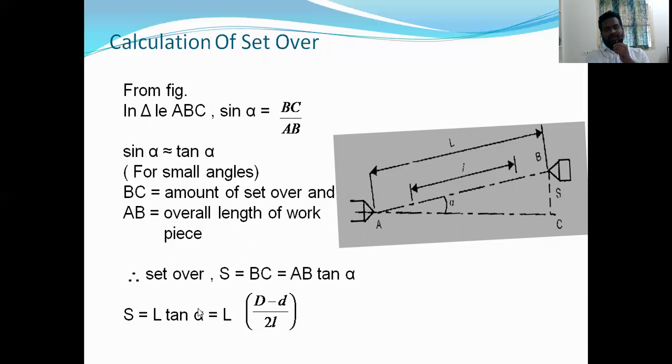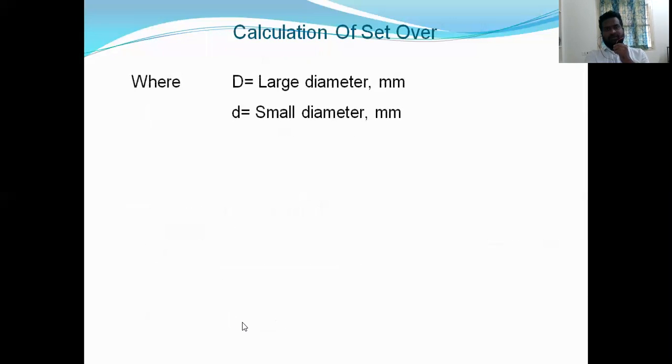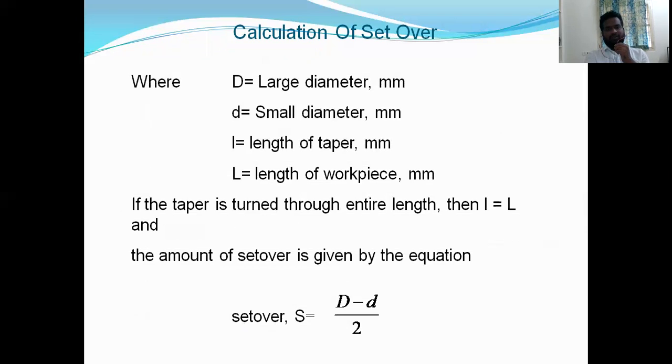So L will be cancelled. So S is equal to (D minus d) by 2. That is the tailstock set over. This is for when the taper is turned through the entire length. S is equal to (D minus d) by 2.